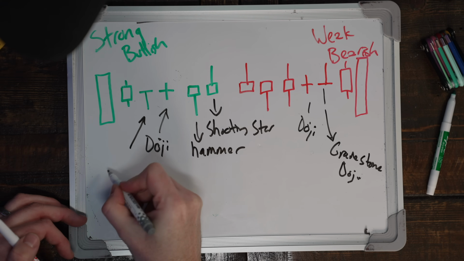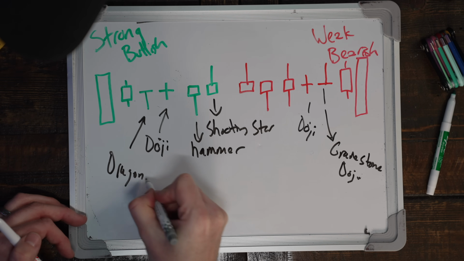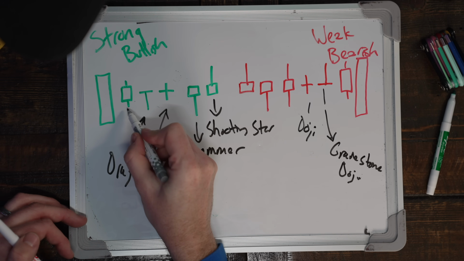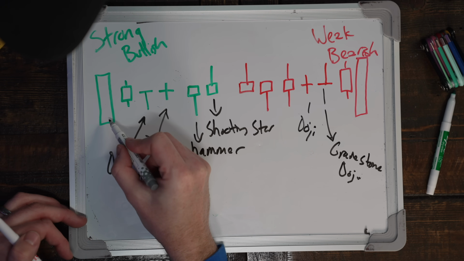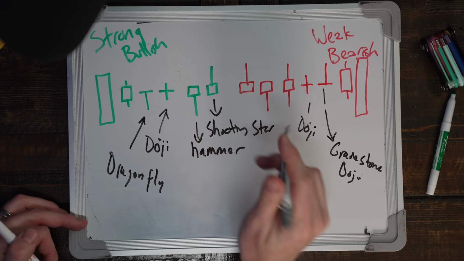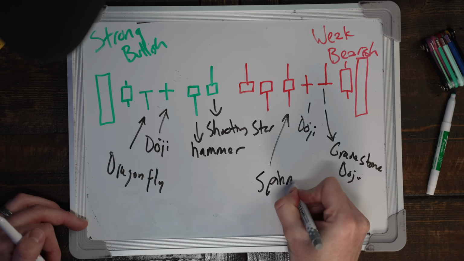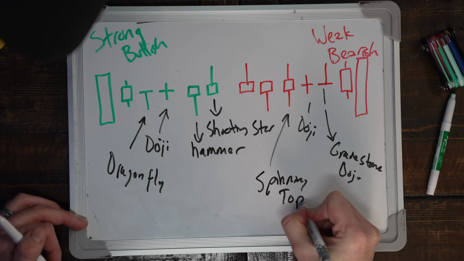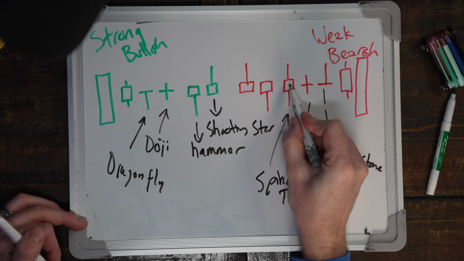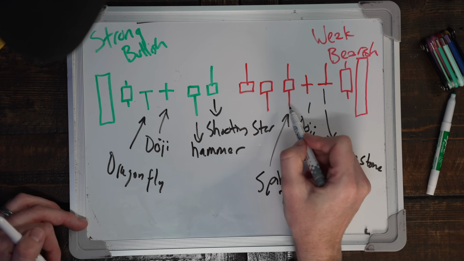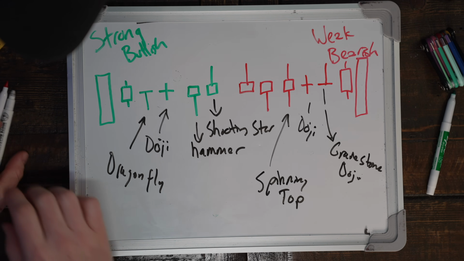So we've got our dragonfly, and then we've got our small body candles, and we've got our long body candles. And I guess the other one that I had mentioned is the spinning top, which can be either green or red. A spinning top has a small body and then an upper candle wick and a lower candle wick. And again, it communicates indecision.